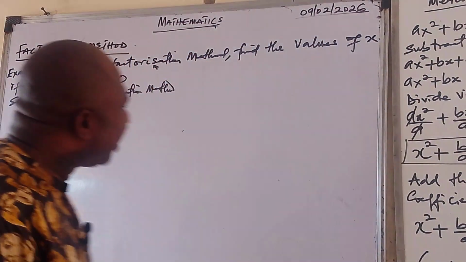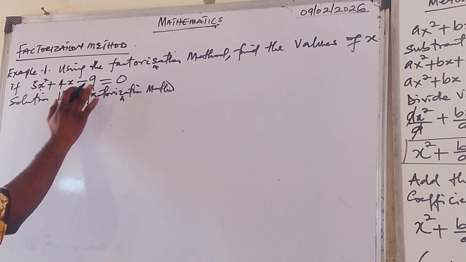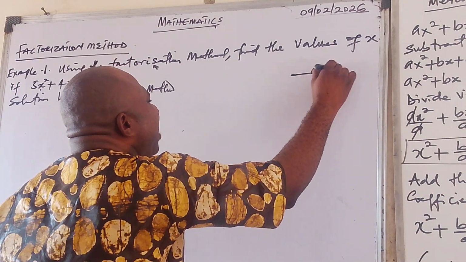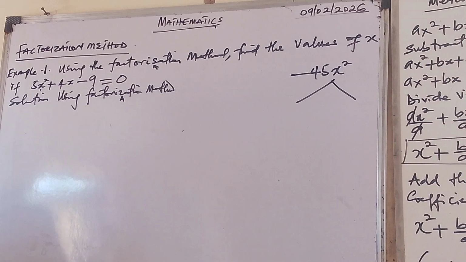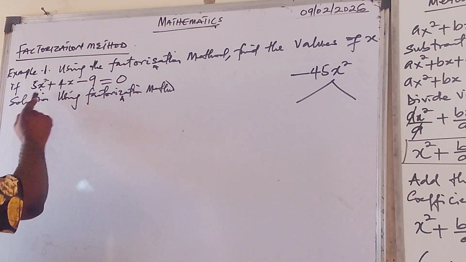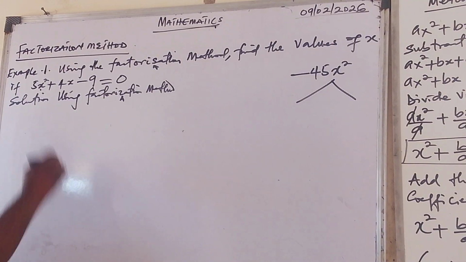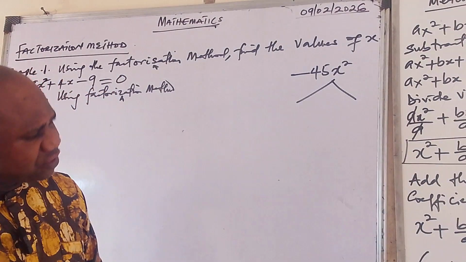Now when using factorization, the first step is to multiply this and this. That's the first step. When you multiply 5x squared times minus 9, that will give us minus 45x squared. Now let me take it again. Using the factorization method, the first step is to multiply the whole of this, that is your a, and its coefficients by c. So 5x squared times minus 9 is minus 45x squared.